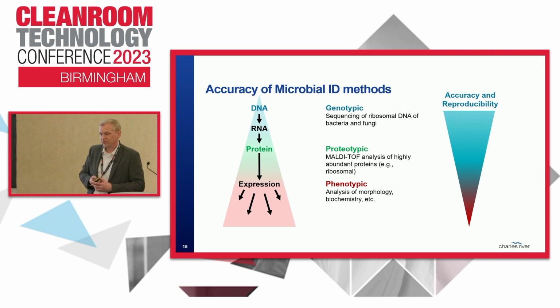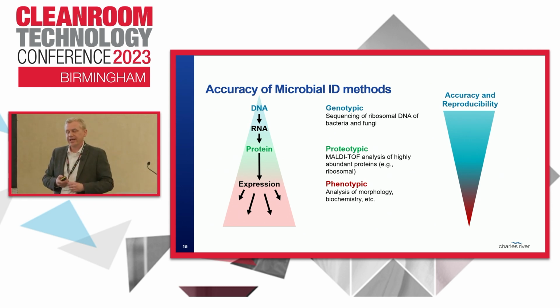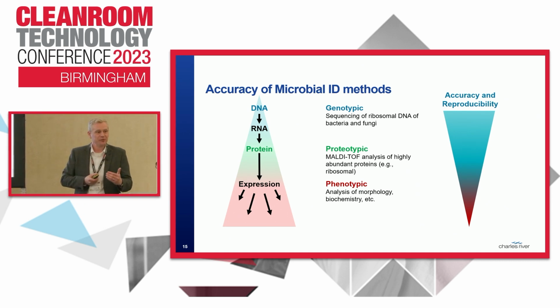Proteotypic, the MALDI-TOF, whilst potentially not as accurate as genotypic tests, they can still be highly accurate and reproducible. And that's because they're analyzing highly abundant proteins that are consistently expressed in the microorganisms. So, for example, ribosomal proteins. One of the speakers earlier mentioned about how easy it was to run a MALDI-TOF system. It's fast. But unfortunately, MALDI-TOFs are expensive. It requires significant capital expense to invest in a MALDI system. But they are nice, accurate methods with some caveats.